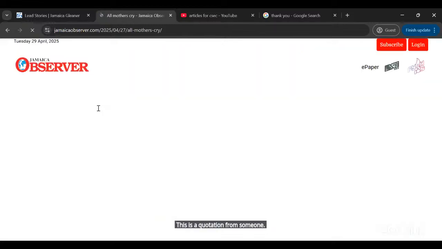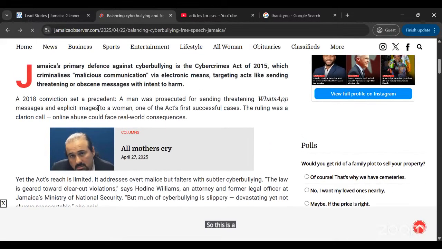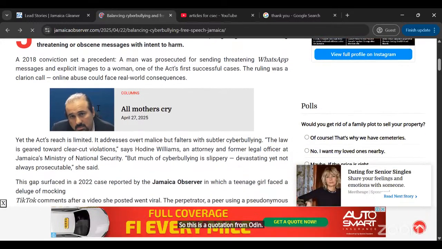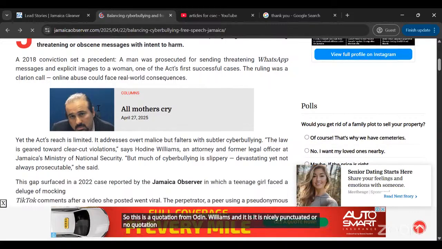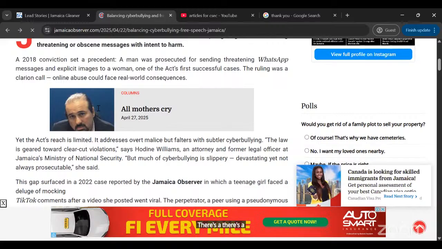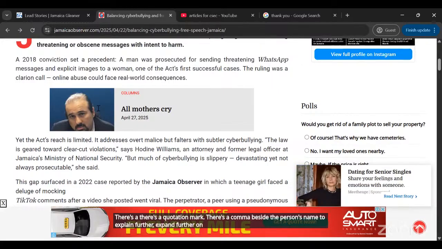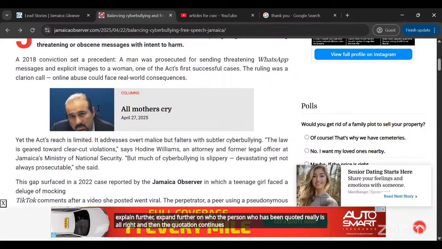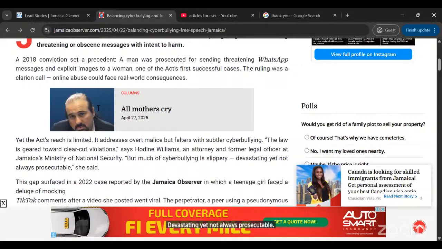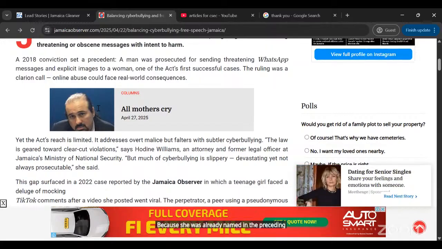All right? Sorry about that. So this is a quotation from Odine Williams, and it is nicely punctuated: open quotation, the comma at the end of the quotation, close quotation, and the name of the person. There's a comma beside the person's name to explain further, expand further on who the person who has been quoted really is. All right? And then the quotation continues. But much of cyberbullying is slippery, devastating, yet not always prosecutable. And here it doesn't name her again because she was already named in the preceding sentence. But now it says she said.